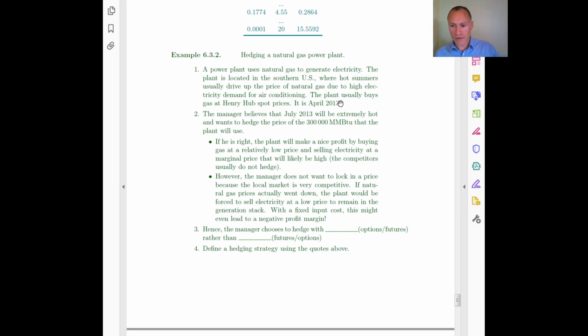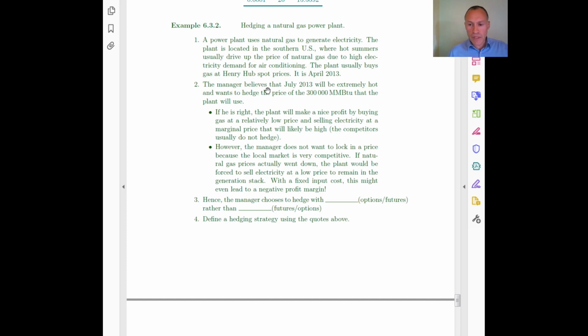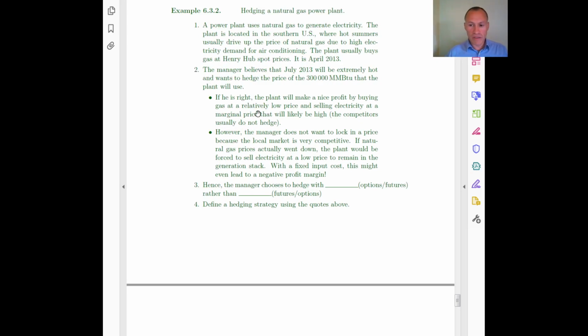Let's say it's April 2013. So the scenario is the following. The manager believes that July will be extremely hot and wants to hedge the price of this amount of gas, okay? And so now this is, I think, an interesting example, because it starts to talk a little bit about the nuances of why you may want or not want to hedge. Okay, so the reasoning here is the following: if the manager is right, meaning the summer will be hot, the plant will make a nice profit by buying gas at a relatively low price, I mean, if he hedges, and selling electricity at a marginal price that will likely be high.